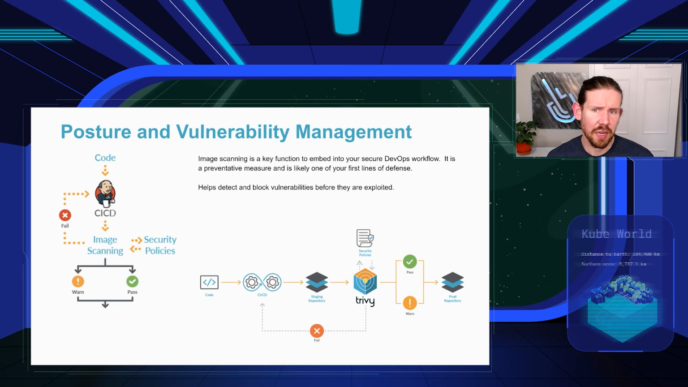We've talked about image scanning. This is certainly part of posture and vulnerability management. Squash these things before they're ever allowed to run in your infrastructure. Jenkins is an open source CI/CD tool. Trivy, what you see on your screen, is a capability to do image scanning.